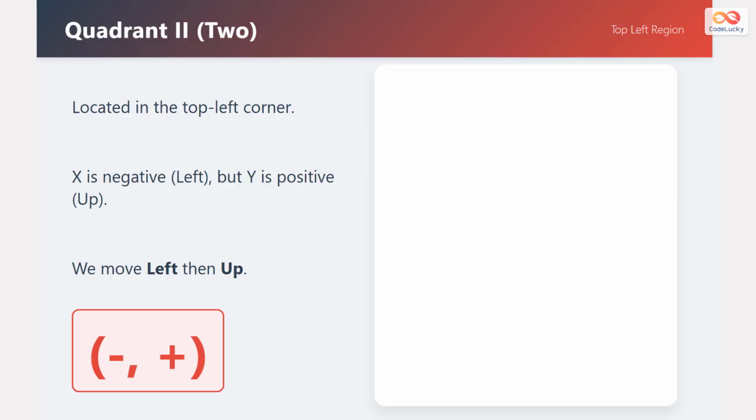Moving counterclockwise to the top left, we find Quadrant II. To get here from the origin, you have to move left, which is the negative direction for x, but you still move up, which is positive for y. Therefore, every point in Quadrant II has a negative x and a positive y. The pattern is negative, positive.